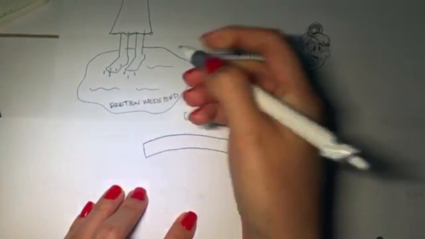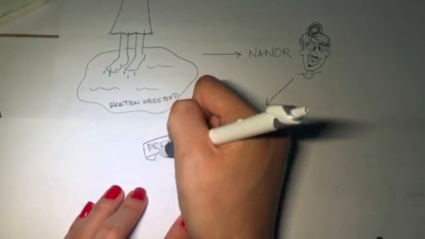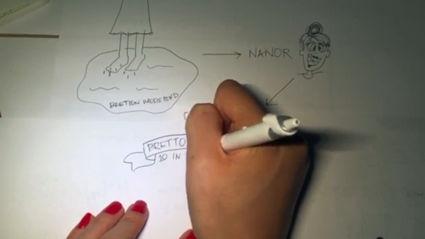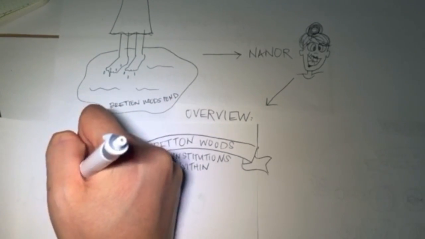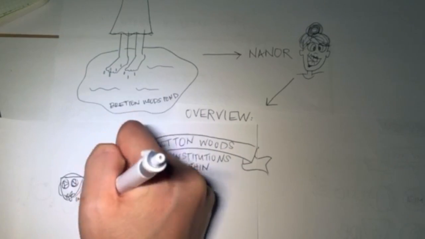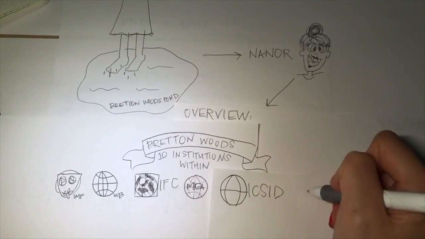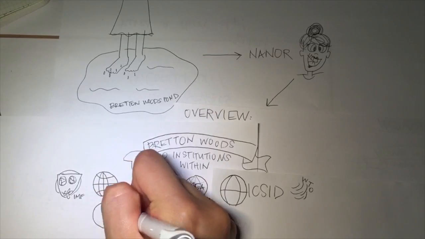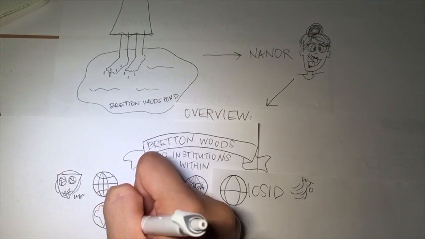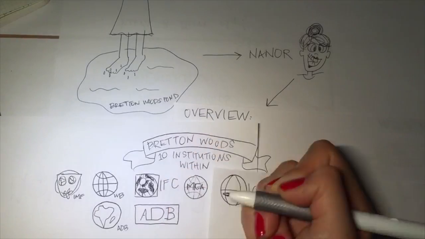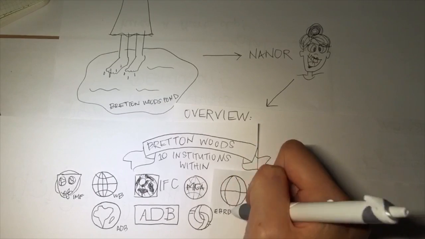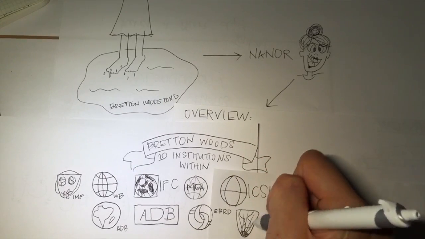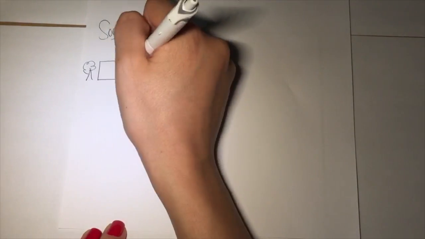So now we'll start with the overview of Bretton Woods and the organizations that lie within it. So first of all, there are 10 organizations within Bretton Woods, and they consist of the International Monetary Fund, the World Bank, the International Finance Corporation, the Multilateral Investment Guarantee Agency, the International Center for the Settlement of Investment Disputes, World Trade Organization, the African Development Bank, the Asian Development Bank, the European Bank for Reconstruction and Development, and lastly, the Inter-American Development Bank.